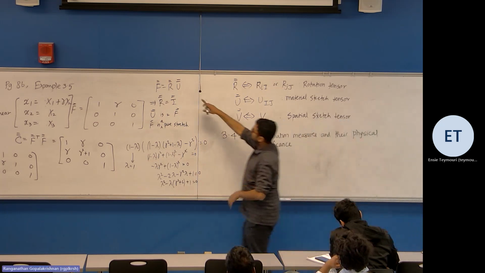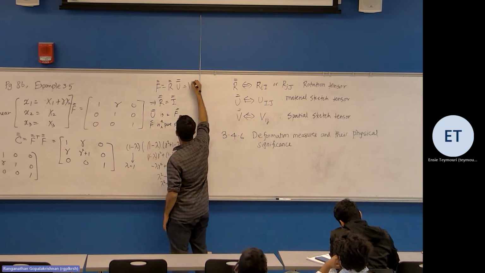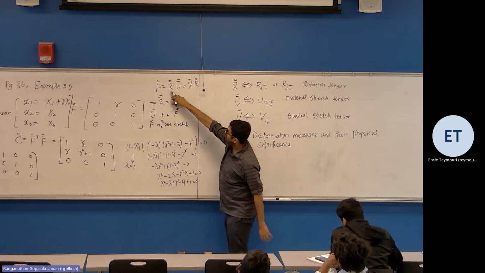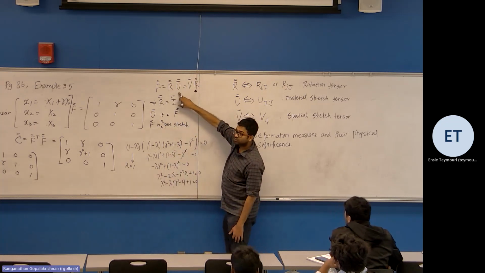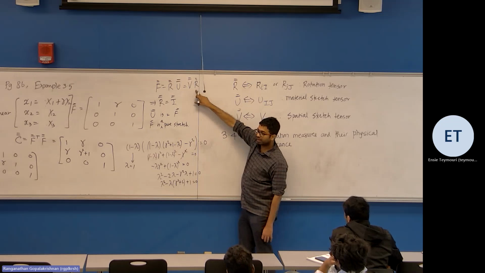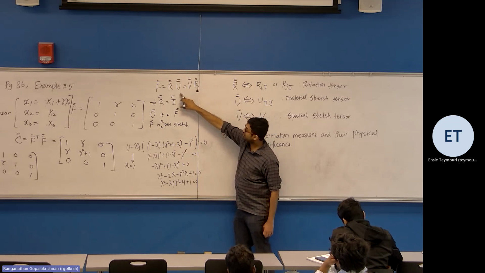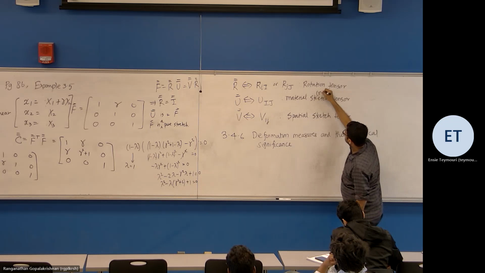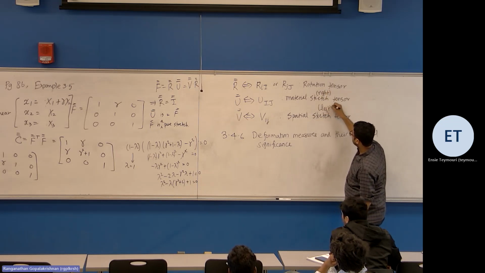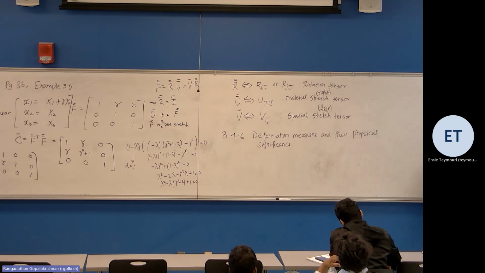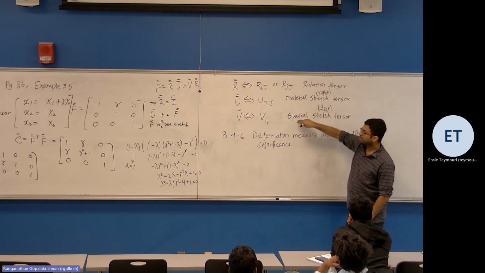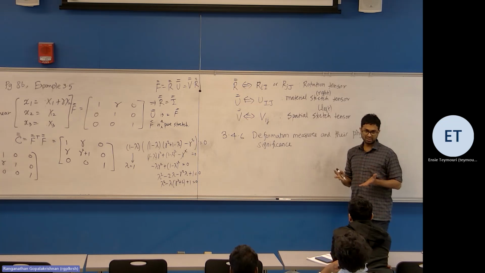So F is written as RU as well as VR. You can see here R multiplied by U and then V multiplied by R. For that reason, U is called the right stretch tensor and V is called the left stretch tensor, which to me is very confusing because I always get left and right mixed up. To me, this notation of calling it material and spatial makes more sense.